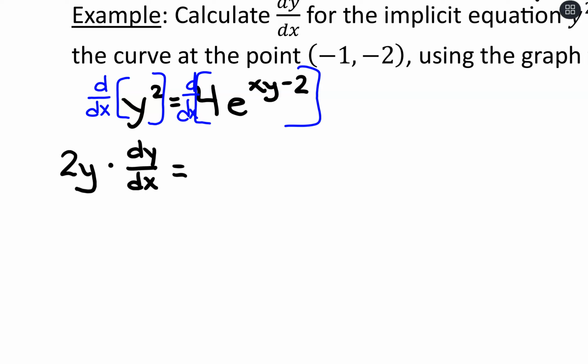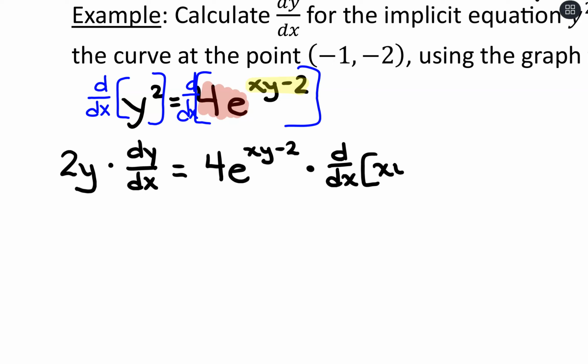Equals, and here we're going to have some chain rule with an inside function of xy minus 2, and at the outside we have a 4 with a base e. So base e just stays the same, so we'd have 4 times e to the xy minus 2, but then I need to multiply that with the derivative with respect to x of xy minus 2.